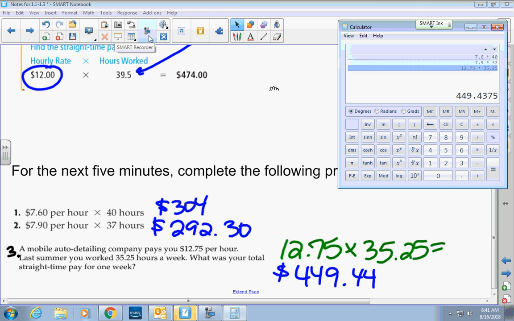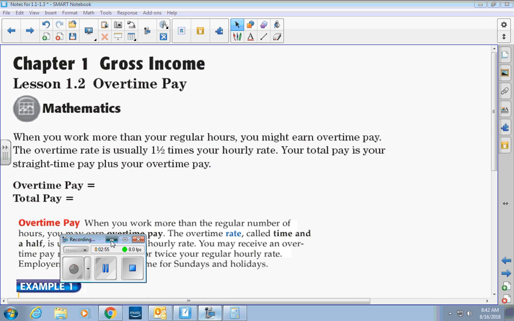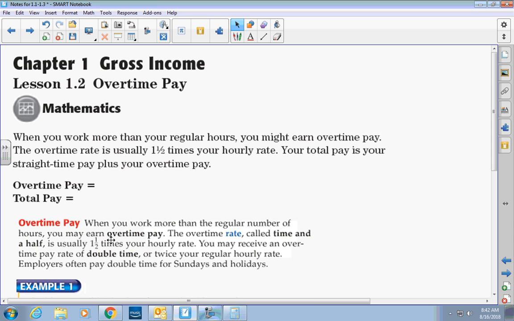Any questions on the video? All right, so 1.2 is overtime pay. For most employers, our overtime happens after we work 40 hours. I believe labor laws prevent anyone under 18 from working overtime. I may be mistaken, but if you are in school currently and you're under 18, you definitely can't work... what's the hour cap?